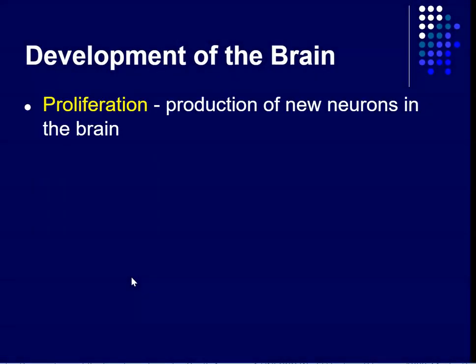Proliferation is just the production of new neurons in the brain. You and I, and every organism on the planet, started out as just a single cell. But now we're made of many, many trillions of cells, close to 100 billion just in the brain. How do you go from 0 to many trillions of cells? The answer is cell division. That one cell, the fertilized egg, divides into 2, 2 divides into 4, 4 into 8, and so on and so forth.